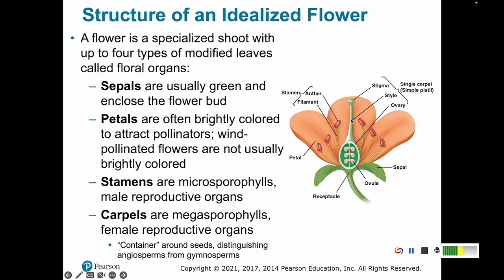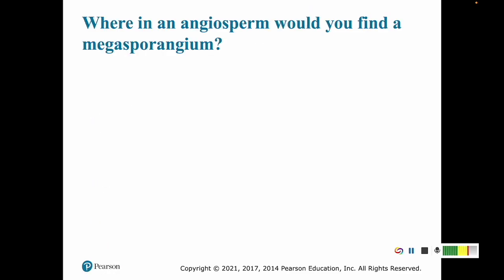If you remember talking about our gymnosperms, where we said they were kind of a naked reproductive structure, here this is not naked. This is the container. The carpel becomes the container around the seed. So this carpel is the distinguishing factor between what is a gymnosperm and what is an angiosperm. Okay, where in an angiosperm would you find a megasporangium?